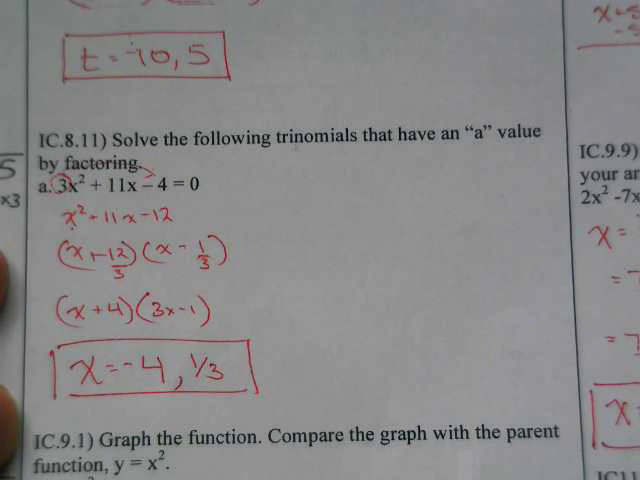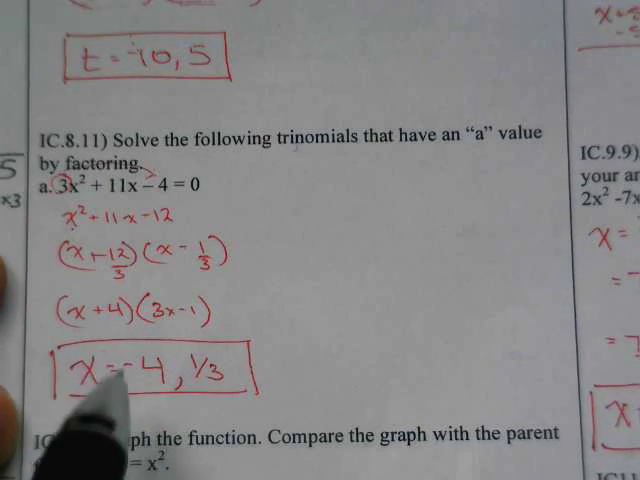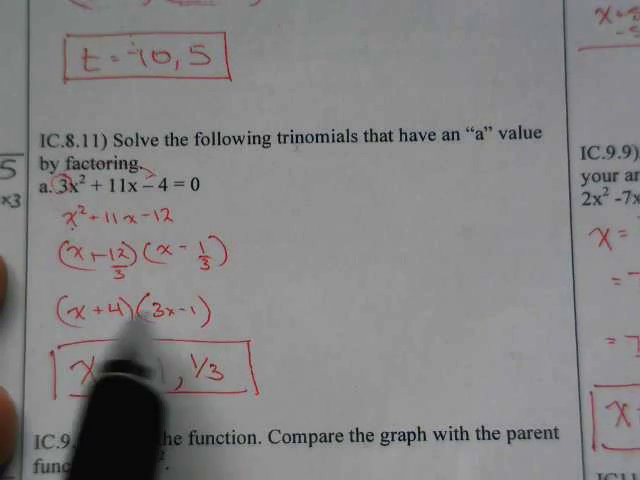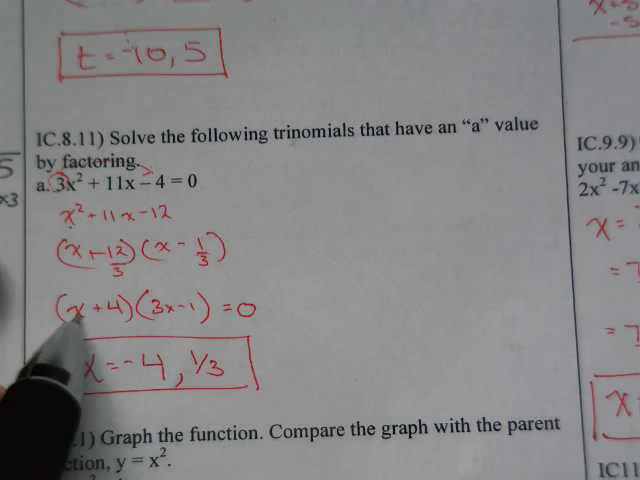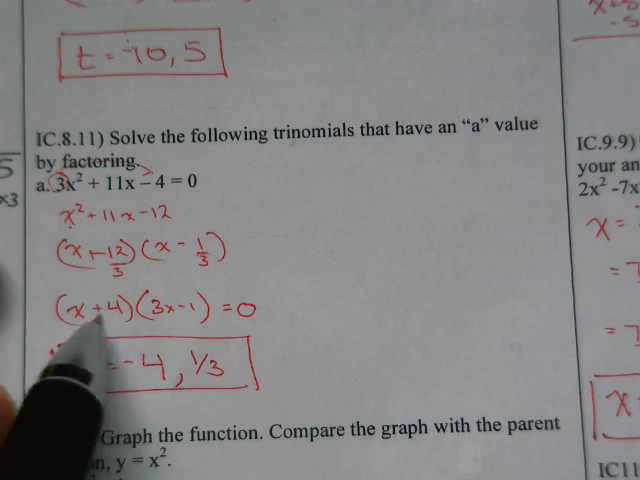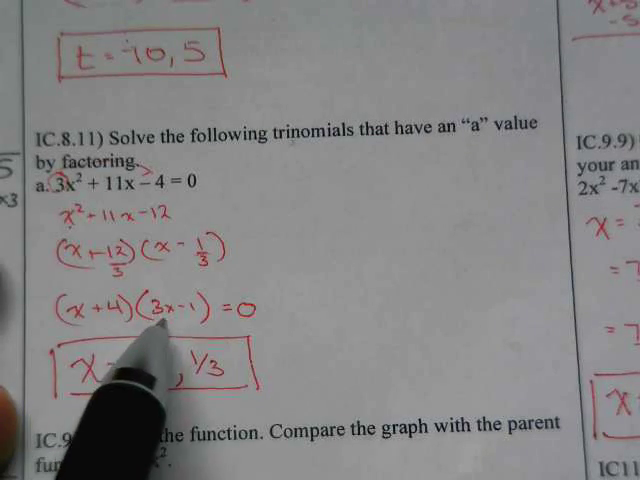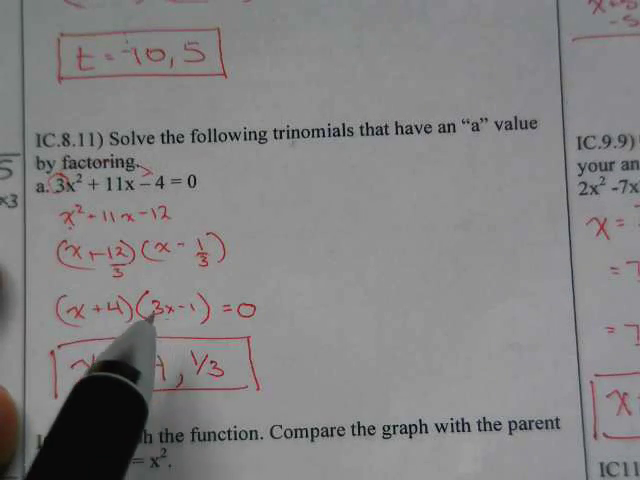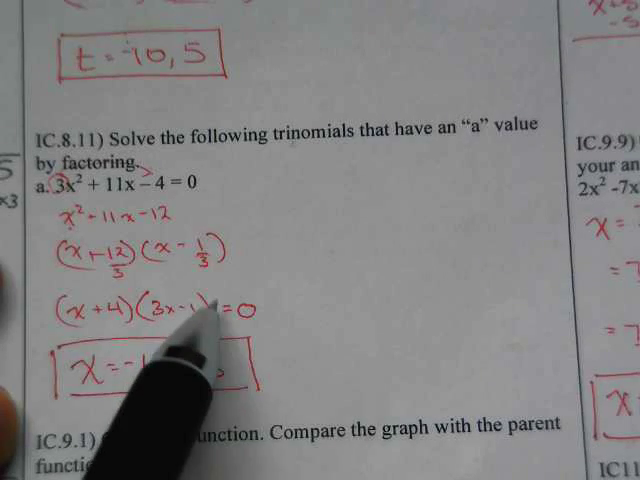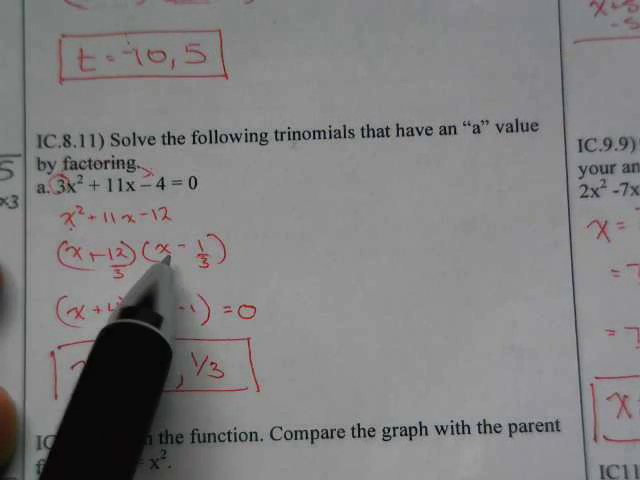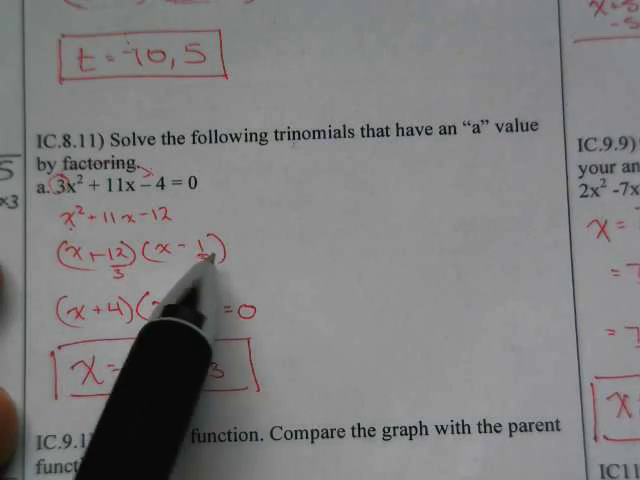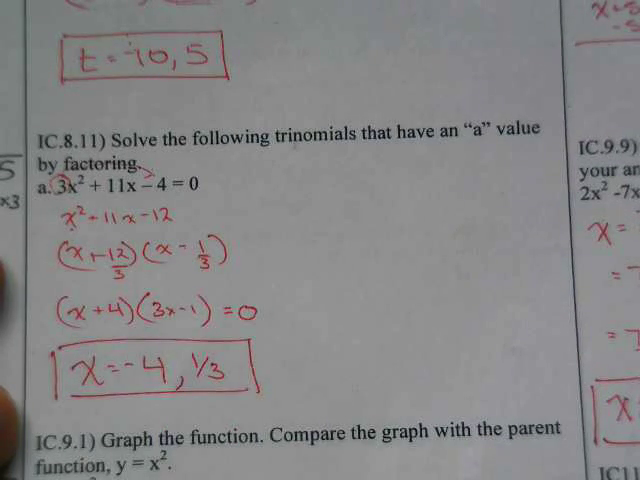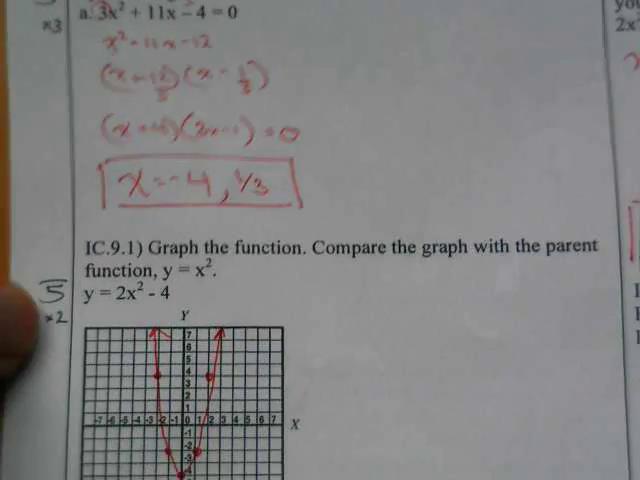Now again, I've been asked to solve, and so what values for x make these equal to 0? Because remember, this is all still equal to 0. Well, this one over here, that's pretty easy. When x equals negative 4, that makes it equal to 0. But over here, what value of x makes this equal to 0? Well, I can actually just pop right up here and find that x equals 1/3. When x equals 1/3, 1/3 minus 1/3 is 0. And so that's my other solution.